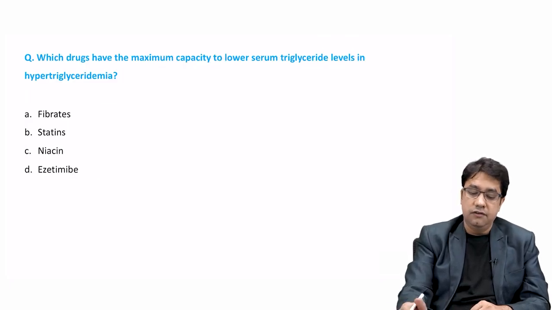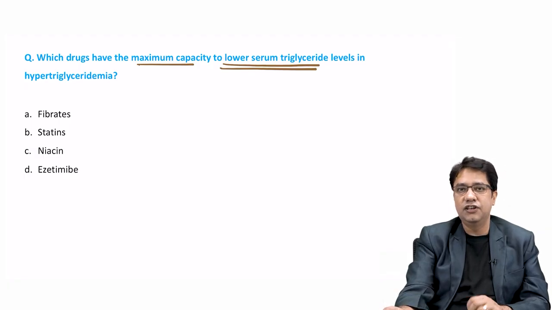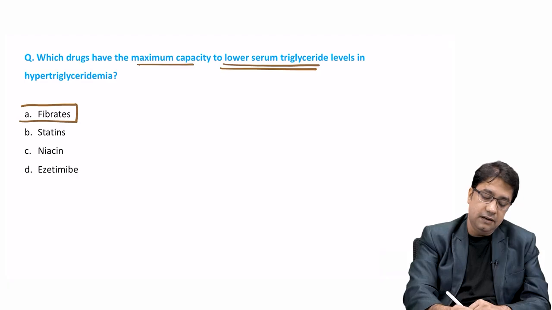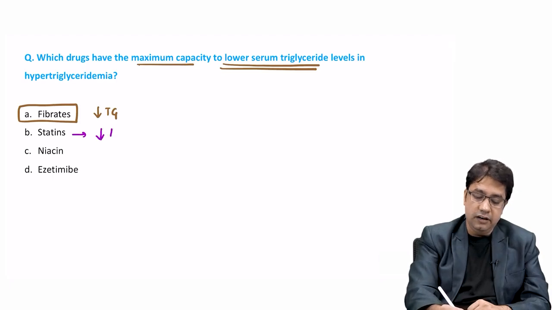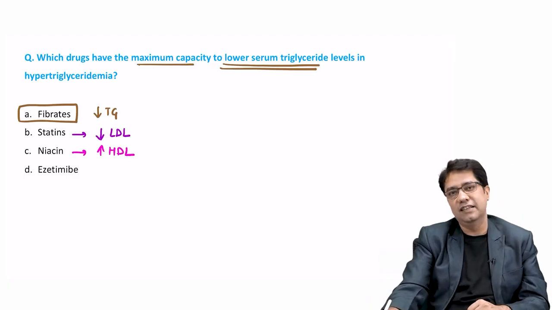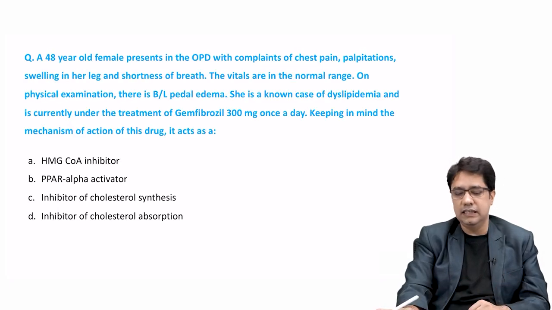Next question, which drug has the maximum capacity to lower serum triglyceride level in a patient of hypertriglyceridemia? Remember, fibrates have the maximum capacity to reduce triglyceride level. Statins have the maximum capacity to reduce LDL levels. And niacin has the maximum capacity to increase HDL levels. Okay? Ezetimibe, new drug, given along with statin.